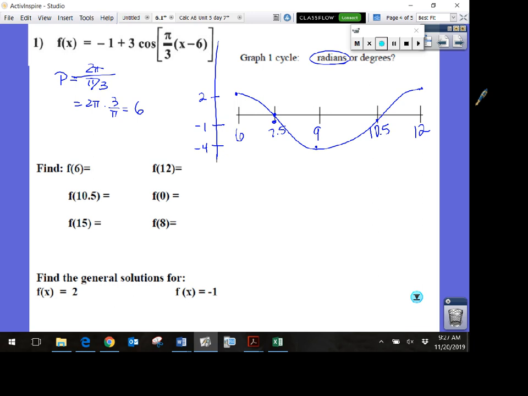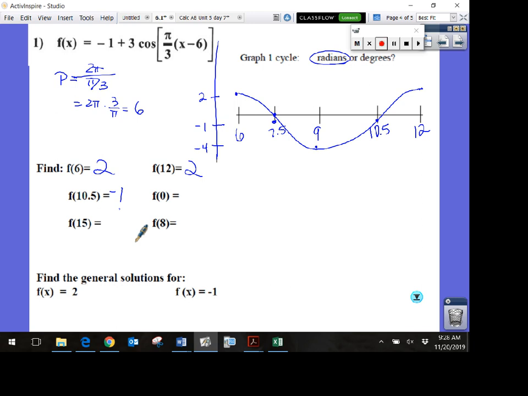All right, so now these are just general questions. Find f of 6. That means find what the function equals when x equals 6. So we can just look at the graph. Here's 6, the function's equal to 2. 12 is on that graph. F of 12. We go to where x equals 12. What does y equal? 2. Easy. 10.5 is on that graph. When we're at 10.5, right here, we were at -1.